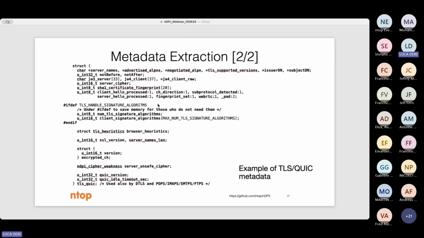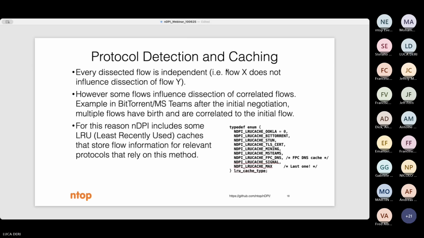This affects the memory that nDPI is using. Going back a few slides, you have seen when I showed you that the memory increases or decreases according to the protocol. This is the reason why the memory is different, simply because we have more data for some protocols and less data for other protocols.